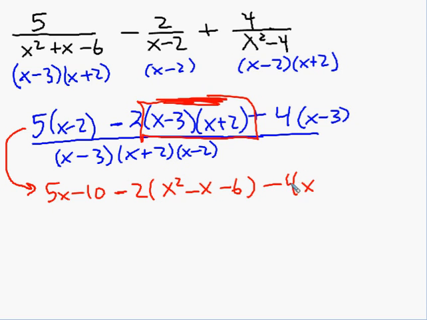So be careful with your laziness. Don't be lazy. Distribute the negative 2. I'm going to go ahead and combine this negative 4x, take the sign with the term. So 5x minus 4x is x. Negative 10 plus 12 is 2. And I'm going to distribute that negative 2.